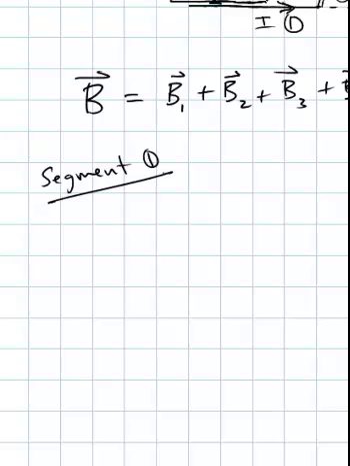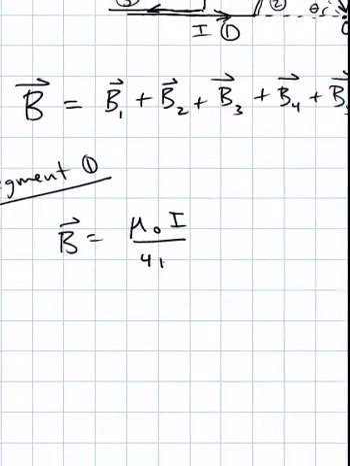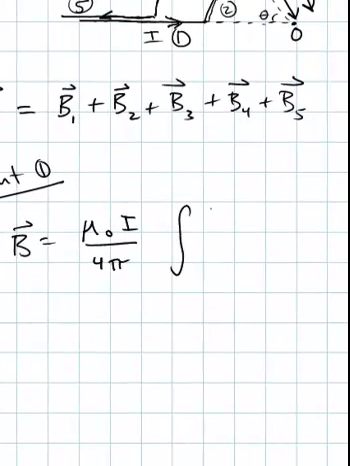So we're going to use the Biot-Savart law. The magnetic field is mu naught I over 4 pi times the integral of dl cross r hat over r squared. Some books use dl cross r instead of the unit vector, and then in the denominator they have an r cubed. Either way, it's the same equation. So let's take a look.